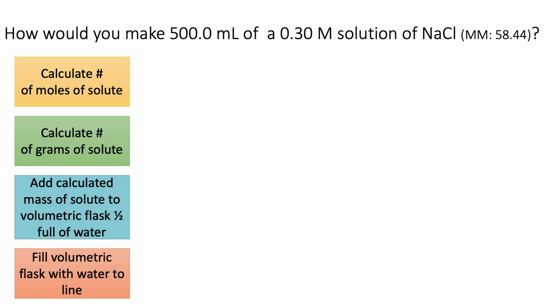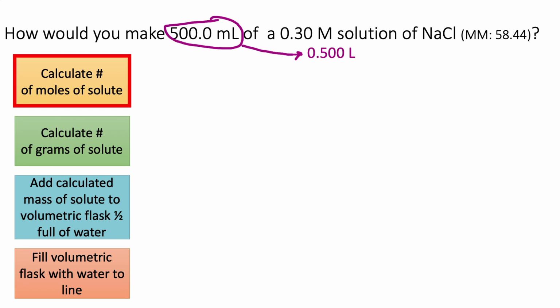All right, let's try a problem. How would you make 500 mils of a 0.30 molar solution of sodium chloride? So again, we're going to start by calculating the number of moles of solute that we need. We know that we need 0.500 liters of a 0.30 molar solution. So we're going to calculate the number of moles as just being molarity times volume, and that gives us 0.150 moles that we need to add to our solution.